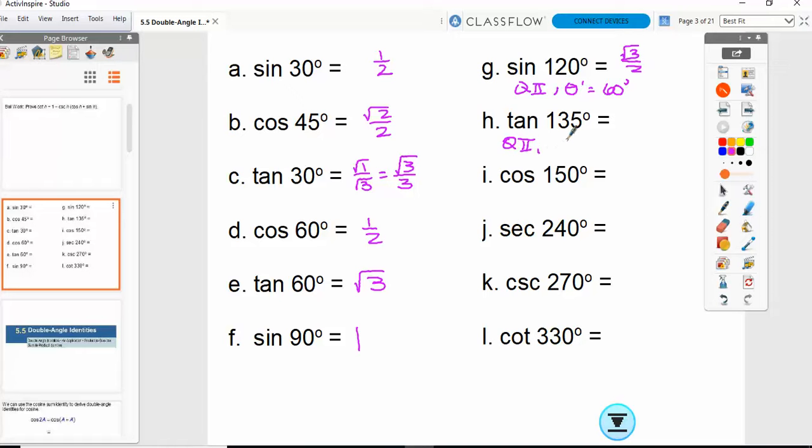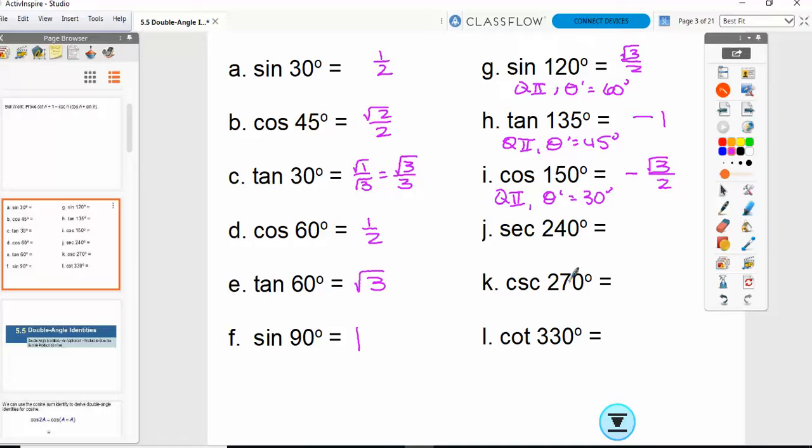135 is quadrant 2. 180 minus 135 is 45. In quadrant 2 is tangent positive or negative? Negative. Then square root of the top over square root of the bottom, so radical 2 over radical 2 is 1. 150 is quadrant 2. 180 minus 150 is 30. In quadrant 2, cosine is negative. Cosine of 30, radical 3 over 2.